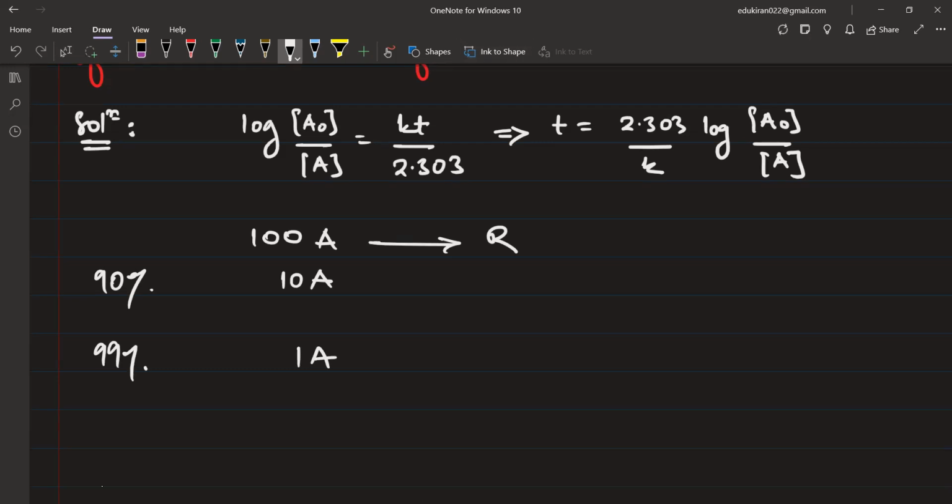You got this point? This is initial. If I initially have 100A and the reaction is 90% complete, that means 90A has reacted, it has formed R, and 10A is remaining. If I have completed 99% of the reaction, that means 99A has reacted, and we have only 1A remaining. You got these points? Yes or no? Please tell me, guys. Yes. Okay.